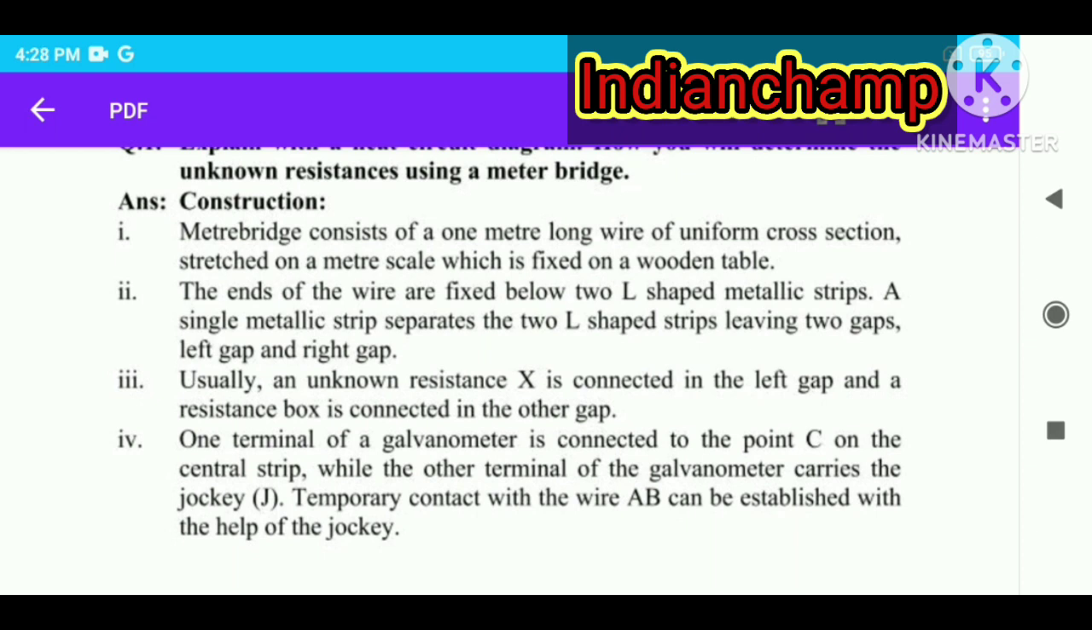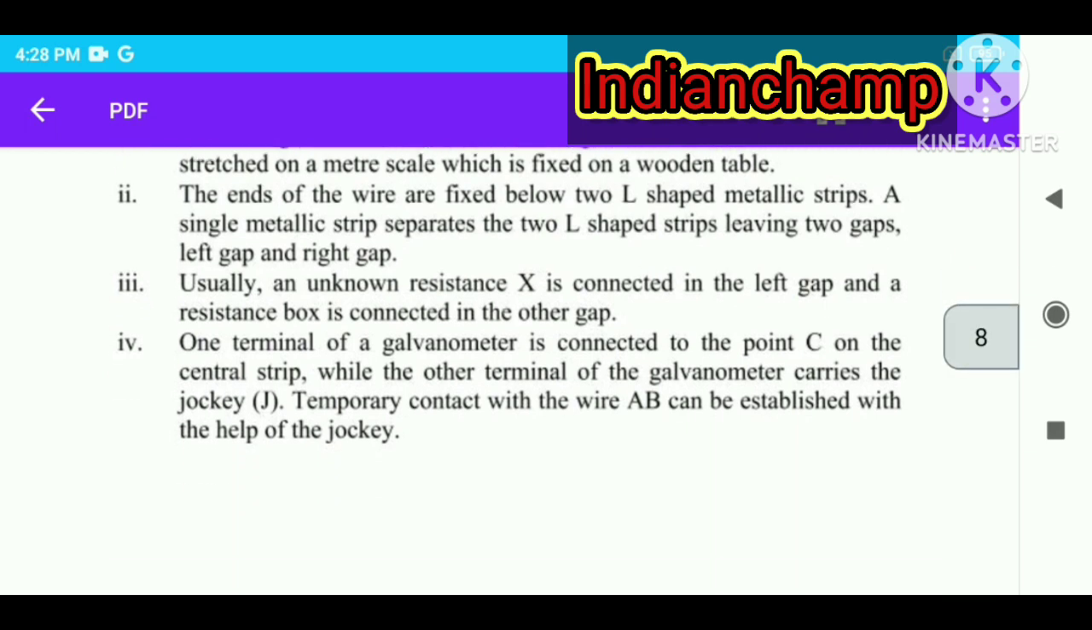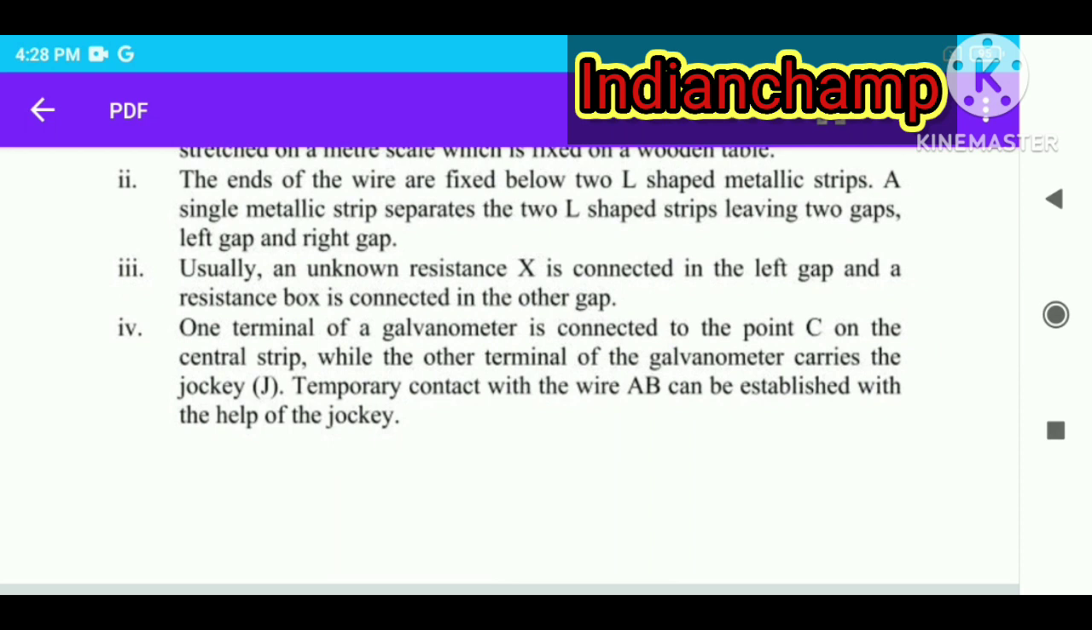Second, the ends of the wire are fixed below to L-shaped metallic strips. A single metallic strip is separated from the L-shaped strips, leaving two gaps, the left gap and the right gap. Third, usually an unknown resistance X is connected in the left gap and a resistance box is connected in the other gap. Fourth, one terminal of the galvanometer is connected to a point C on the central strip, while the other terminal of the galvanometer carries the jockey J. Temporary contact with the wire AB can be established with the help of the jockey.